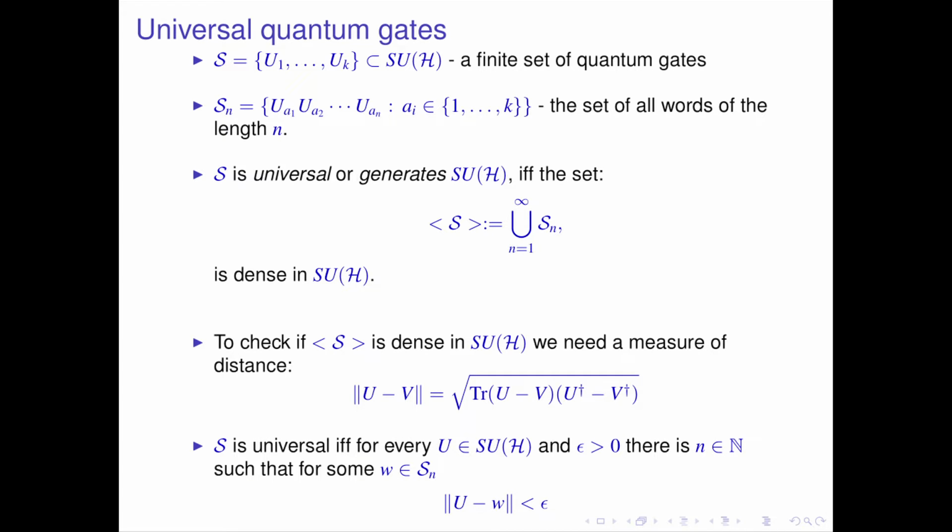And then I will say that the finite set S is universal, or more mathematically speaking, it generates the whole group SU(d), if the set which consists of all words of all possible lengths is dense in SU(d). So this is, yes, please.